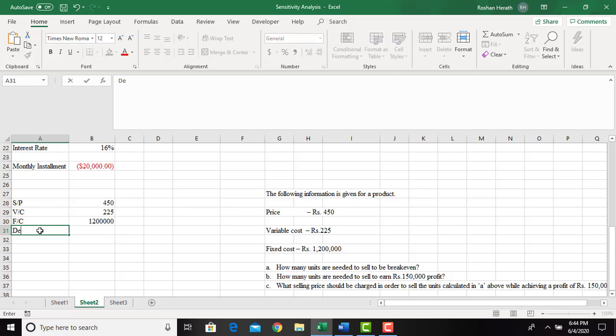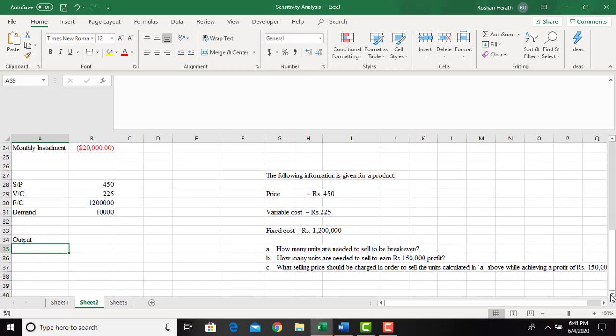You need to assume a particular demand. So let's have a look at the question. We may take that at the moment. Let's say you are selling 10,000 units or something. You may take that demand information, and you need to get the output. Your output is going to depend on the question, right? Let's see the first instance.